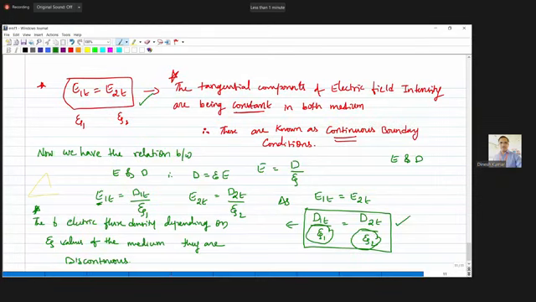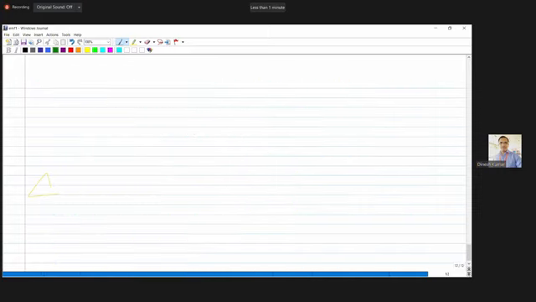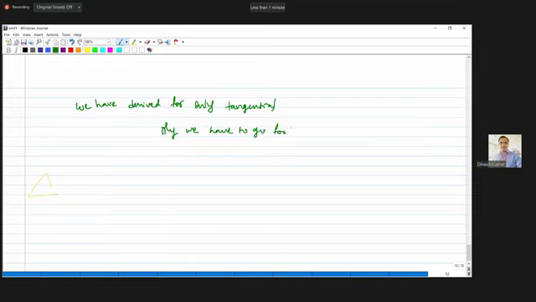Here we have derived only for tangential components. So similarly, we have to go for normal components.